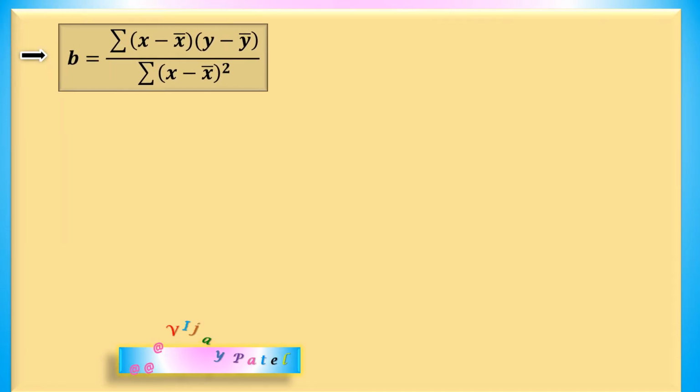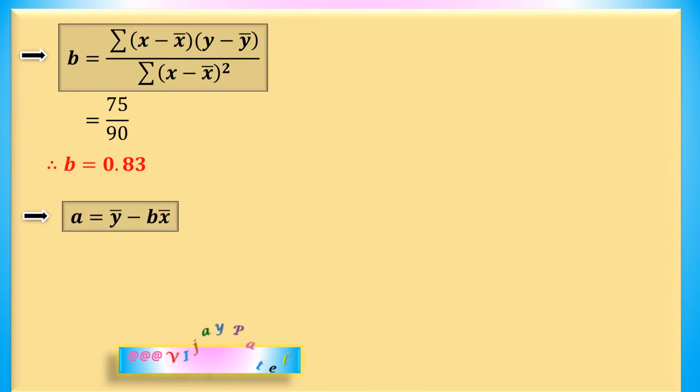You know the formula of b. b is equal to sigma x minus x bar into y minus y bar divided by sigma x minus x bar whole square. By putting values of sigma x minus x bar into y minus y bar and sigma x minus x bar whole square in the formula, 75 upon 90. So b is equal to 0.83.